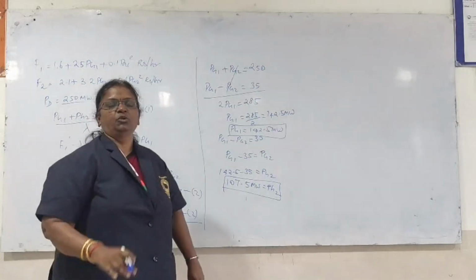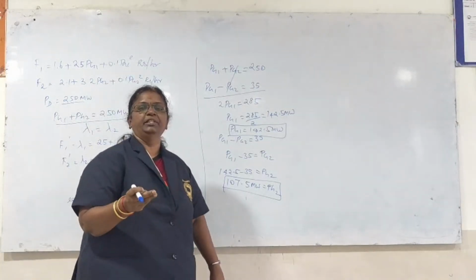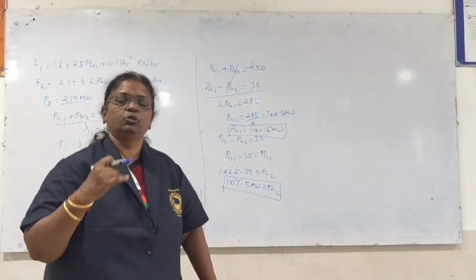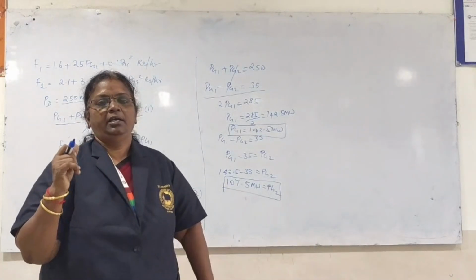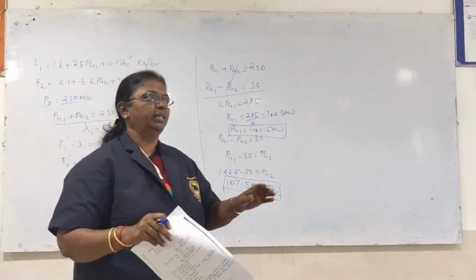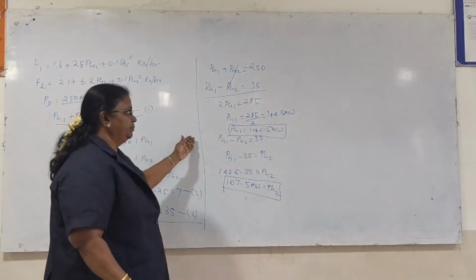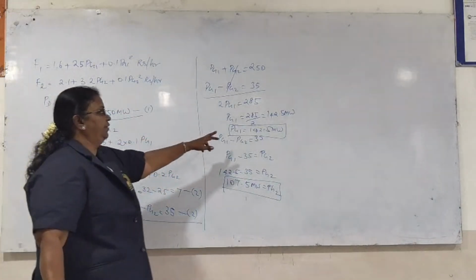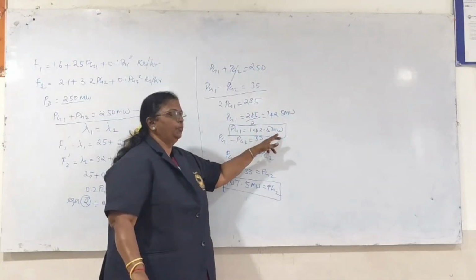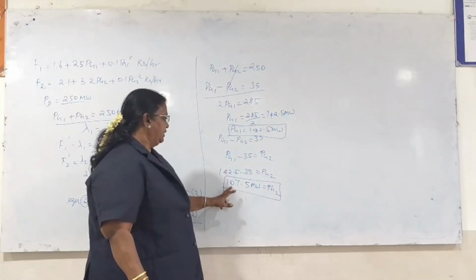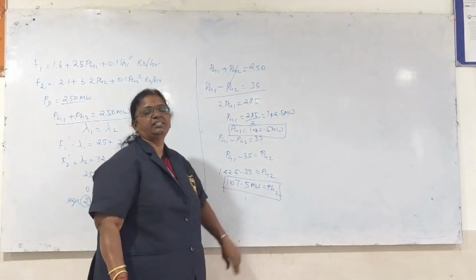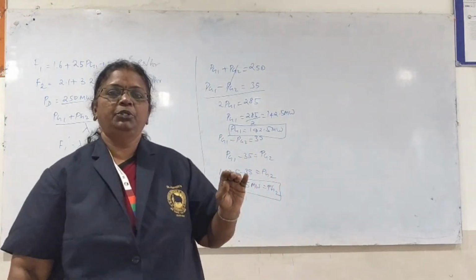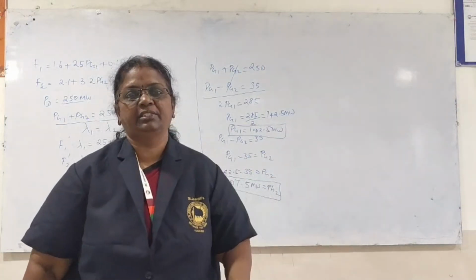Is it clear? So we have two generating units using the economic dispatch methodology. In that we have so many methods. So here we are using the lambda iteration method. Using that method, we have solved the problem. So for supplying this 250 megawatt, the first generator has to supply 142.5 and the second generator has to supply 107.5 megawatt.